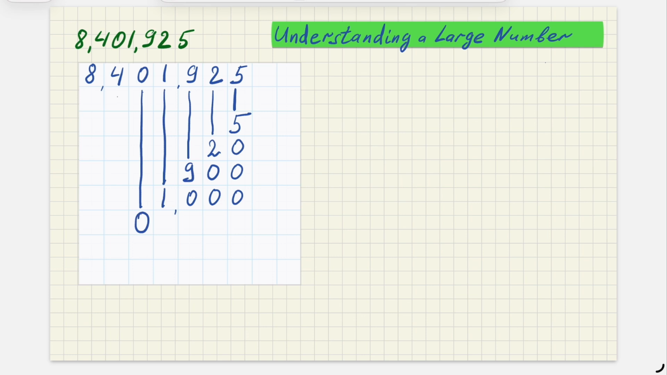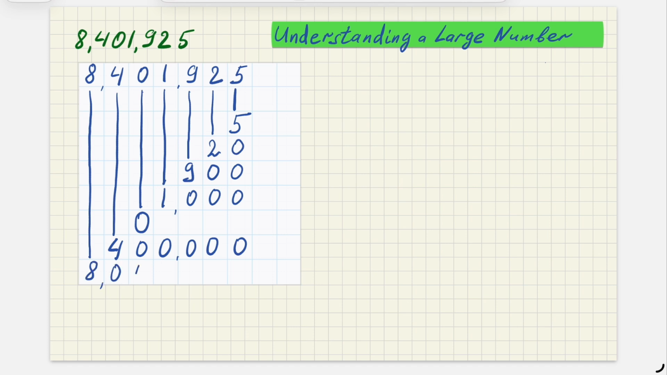The digit 4 is in the 100,000s place. Draw a line down 6 squares, then write 4. To the right, write 5 zeros to show 400,000. Finally, the digit 8 is in the millions place. Draw a line down 7 squares, then write 8. To the right, write 6 zeros to show 8 million.